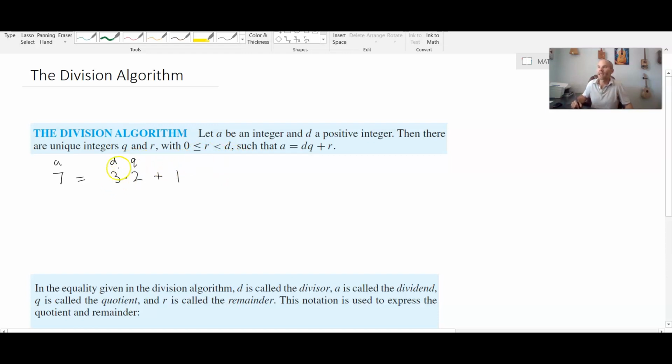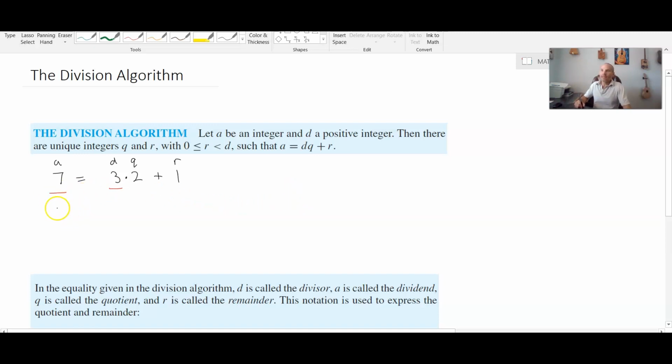Q is called the quotient. That's the number of times the value D goes into the value A, and then it leaves a remainder of 1. The only restriction is that the remainder has to be between 0 and, in this case, 2. It can't be as big as 3. That makes sense, because if it was 3, then we could remove one more copy of 3 from 7. But with a remainder of 1, we cannot remove 3 any number of times without getting into negative integers, and we don't want that.